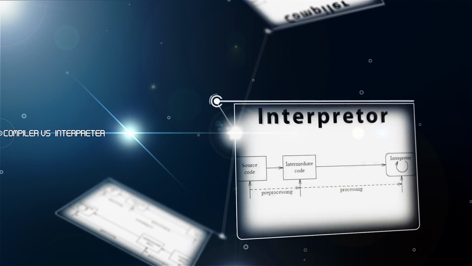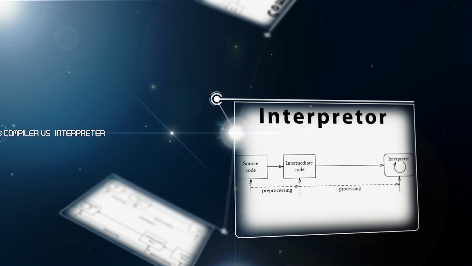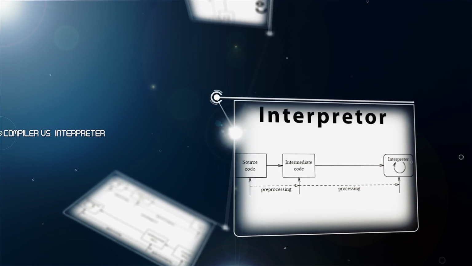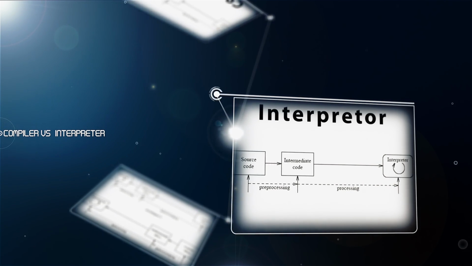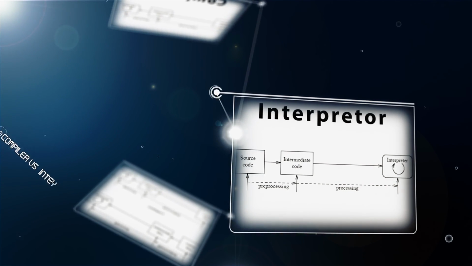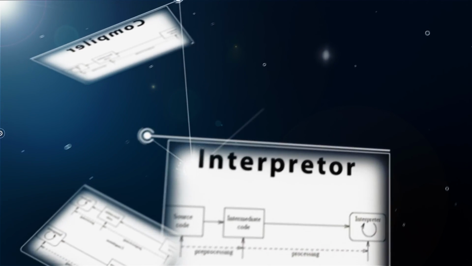Interpreter characteristics. Relatively little time is spent analyzing and processing the program. The resulting code is some sort of intermediate code. The resulting code is interpreted by another program, and the program execution is relatively slow.